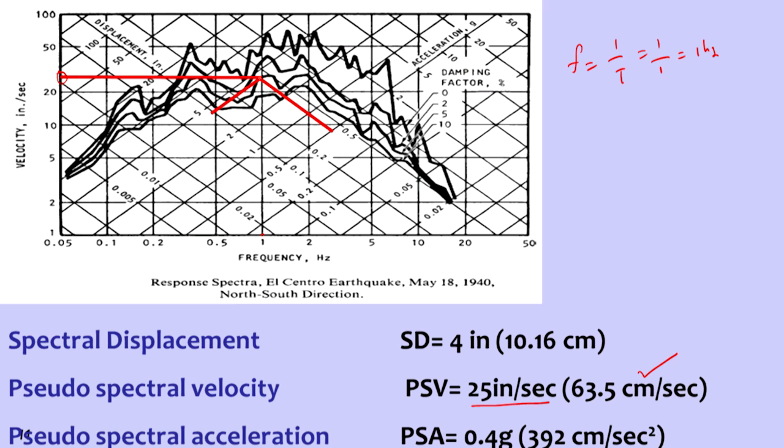Then from the same point on the curve, we drop onto the plus 45 degree axis. So we hit this point, and that is the displacement. That is 4 inch displacement, equal to 10.16 centimeters. Then on the minus 45 degree axis, if we drop a perpendicular line, we get acceleration. That acceleration is 0.4 g, that is 392 centimeters per second square. So that's how we get spectral displacement, spectral velocity and spectral acceleration, three values. So we can get these spectral values.